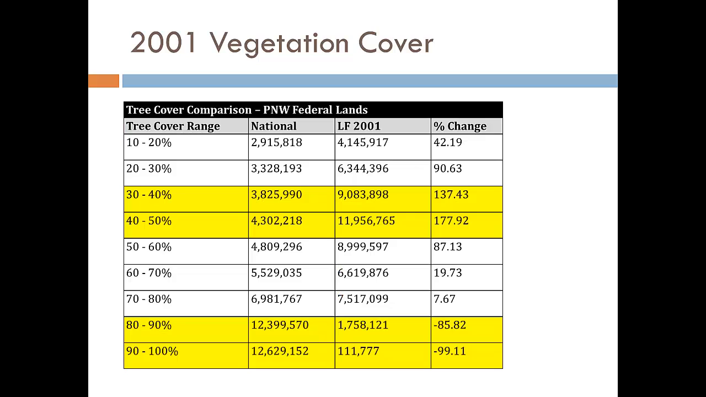In the Pacific Northwest, the result of this change is more area mapped into the mid-range cover classes and less in the high cover classes. The change in vegetation cover distribution should align better with the values expected for fire behavior modeling.